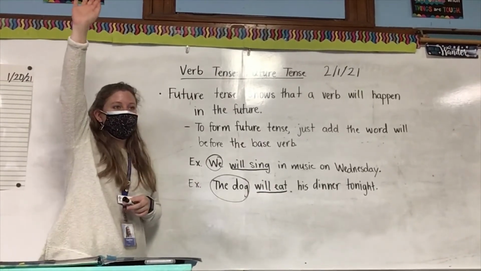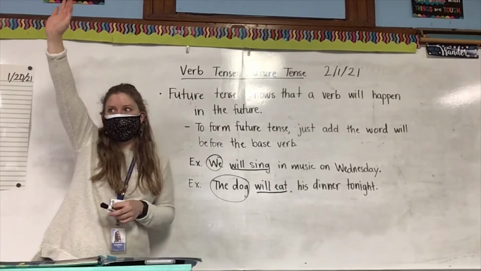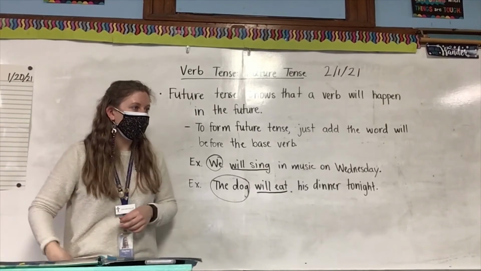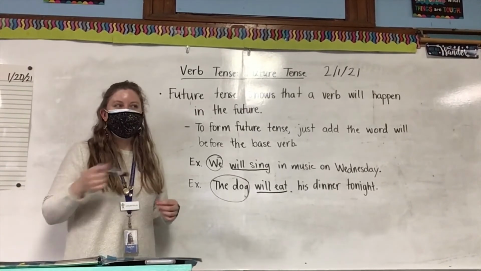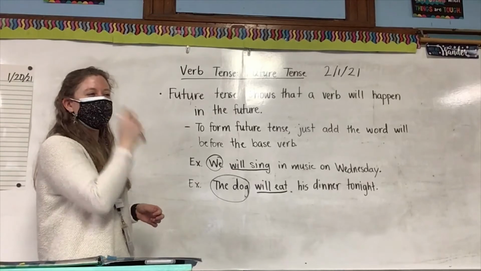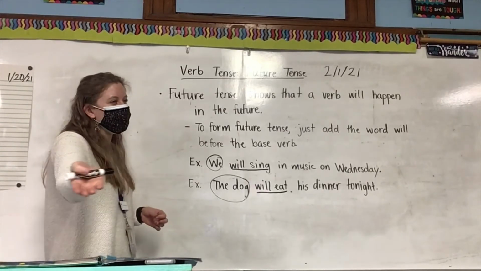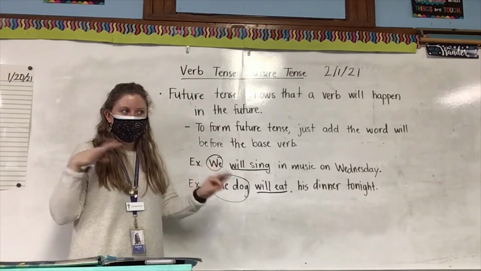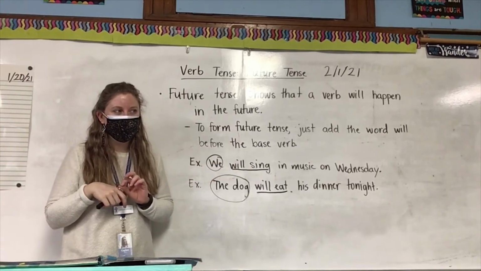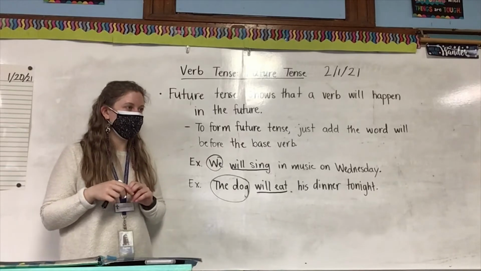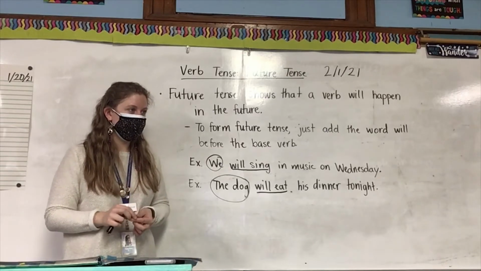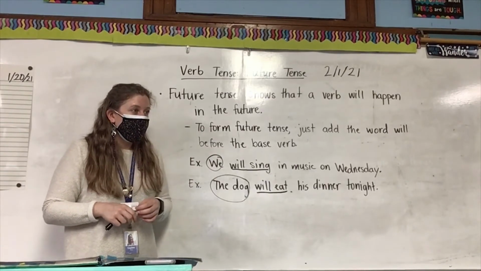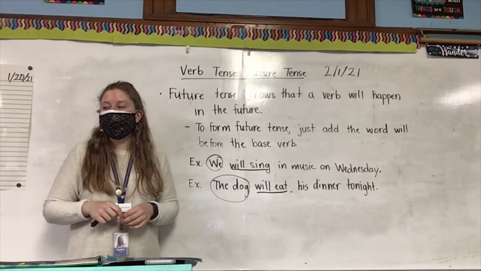Who can think of a sentence with you as the subject? A future tense sentence with you as the subject. You will go to the movies on Saturday. Think of a different verb, though. Since that's the same verb as before, let's think of a different verb just so we can see what happens. You will be at my house on Saturday.